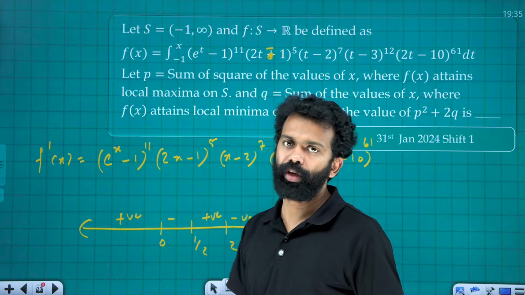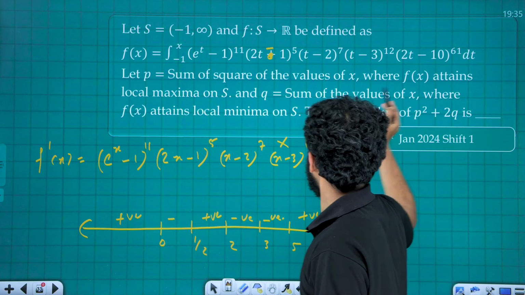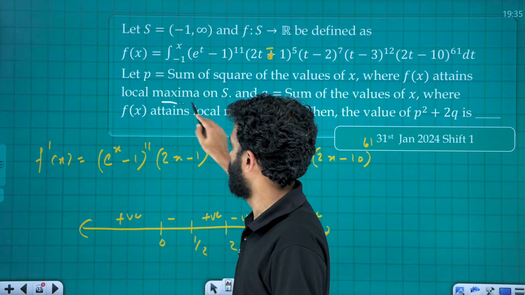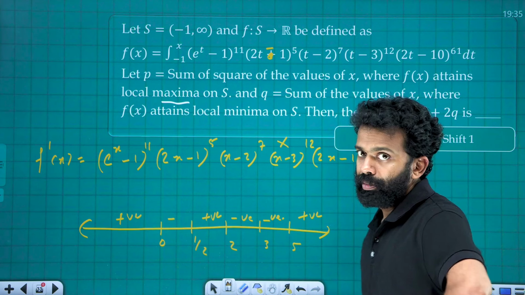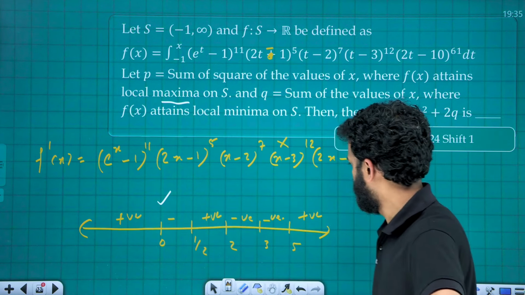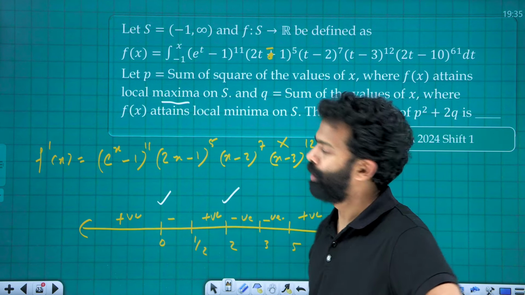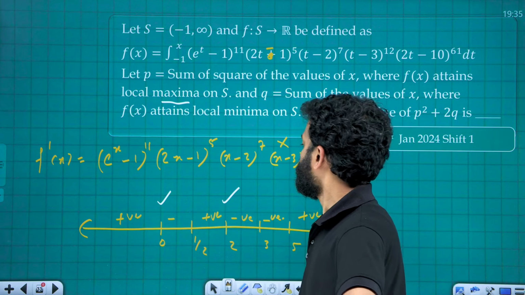Now, let us go for finding maximum and minimum. P is the sum of squares of the values of x for which f(x) attains local maxima, right? Okay, so where are the maximum points? This is a maxima, right? Positive to negative. Anywhere else positive to negative? Yeah, here also positive to negative. Okay, so that's done. Next one.